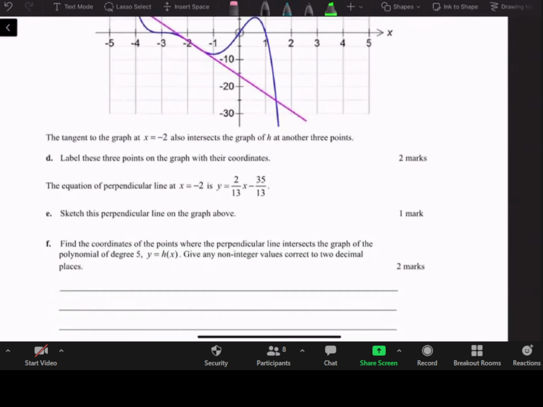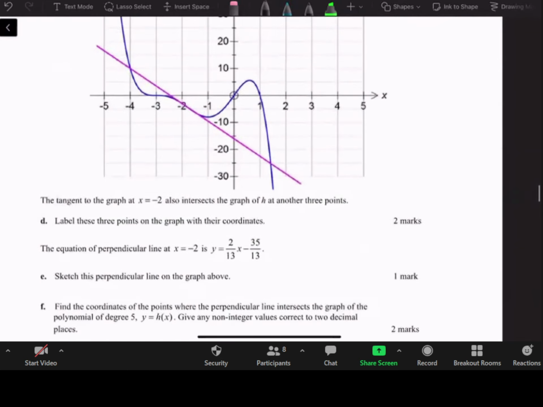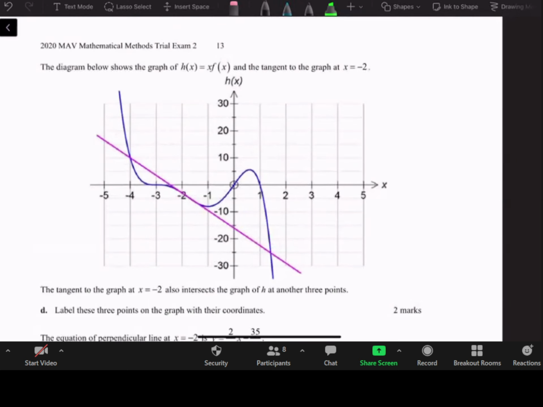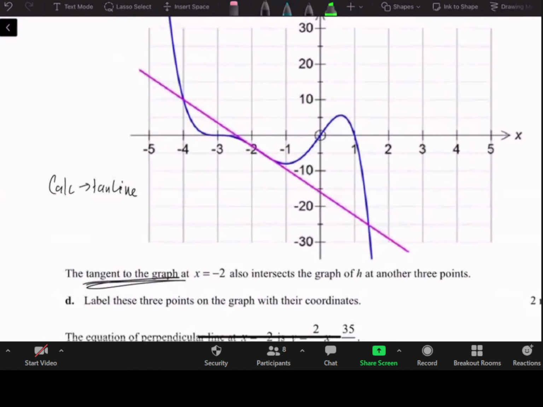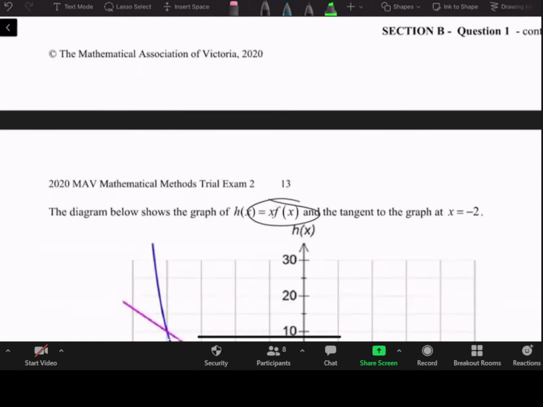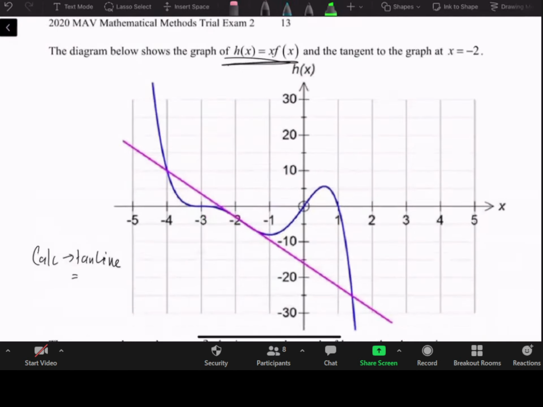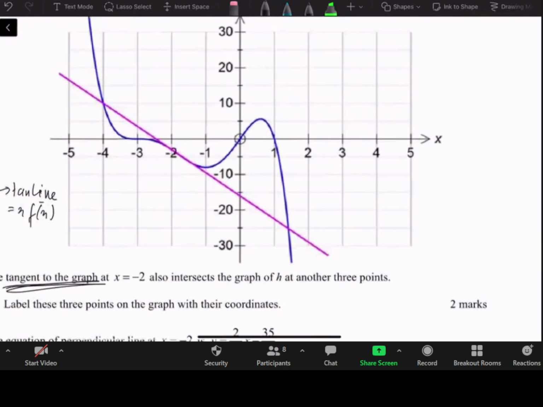So next question is the tangent to the graph also intercepts it at 3 other points. So the thing with this one is you have to find the tangent. I didn't write it down when I was doing it, but there's that function in your CAS that easily does it for you. It's in the calc menu. You just look for tan line. So once you find that, you would equate it to h(x). It's not just f(x). Make sure to read what they've told you, because h(x) is x times f(x). So you just let that equal this.